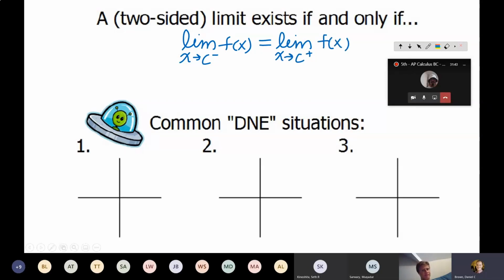So if the left does not equal the right, then the limit is not going to exist from either direction. So we do have some common does not exist situations. The first and the most obvious one is if you have some value c, if you just have a piecewise function.